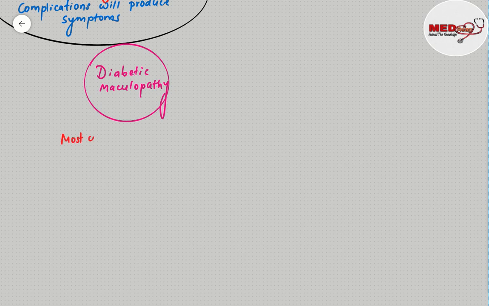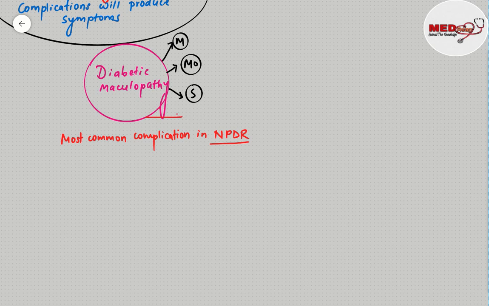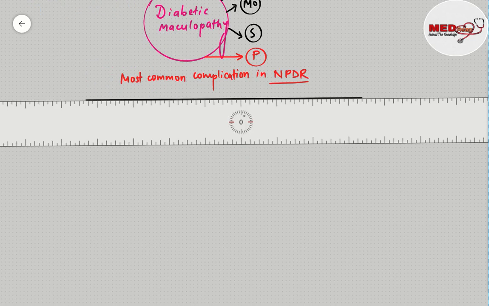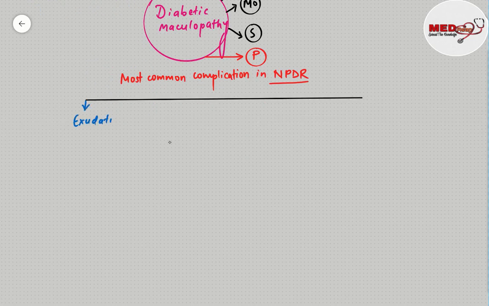It is the most common complication that occurs in non-proliferative diabetic retinopathy, whether it is mild, moderate or severe. It also occurs in proliferative, but it is not the most common complication in proliferative. It is the most common complication of non-proliferative diabetic retinopathy. Diabetic maculopathy can be classified into three types. Number one is exudative, number two is ischemic, and number three is mixed. Let's start with exudative.